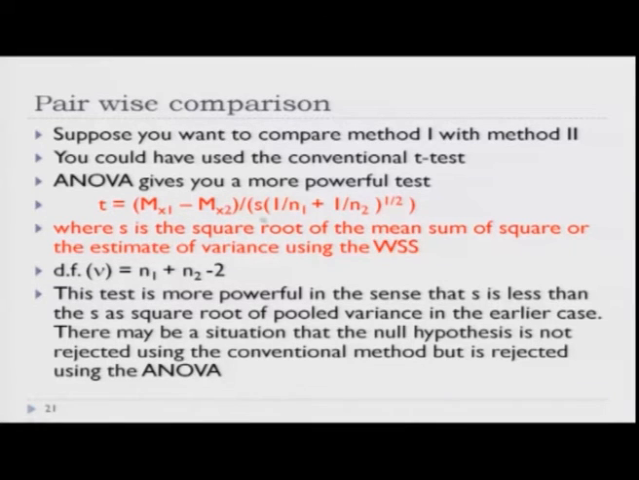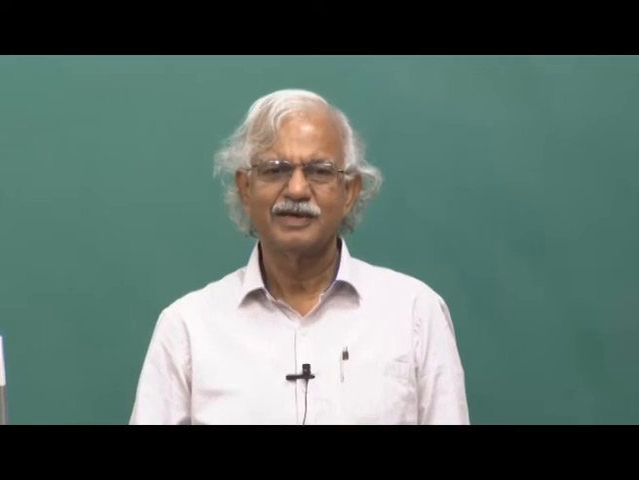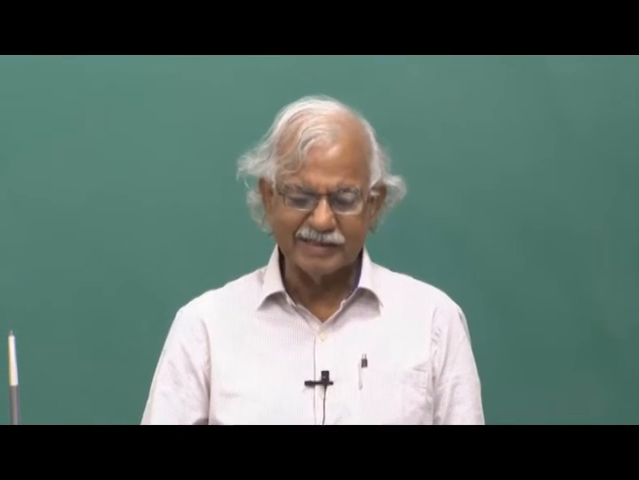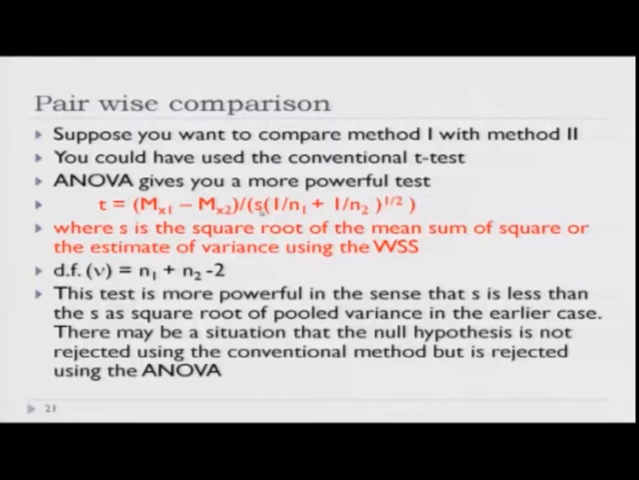Remember, this was also the formula of t. There is this S times the square root of the bracket 1 by n1 plus 1 by n2. This is the same formula which we use for comparison of means between two groups. Then what is the difference in t, group-wise t and t of ANOVA? The difference lies here, S. This S is the mean square error.